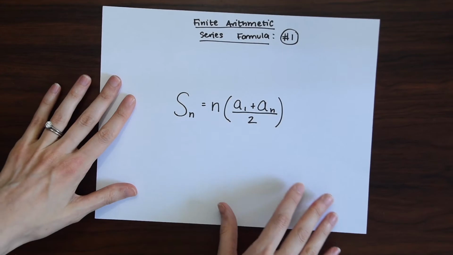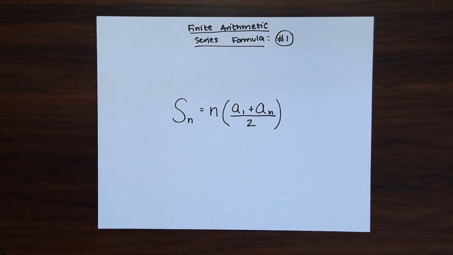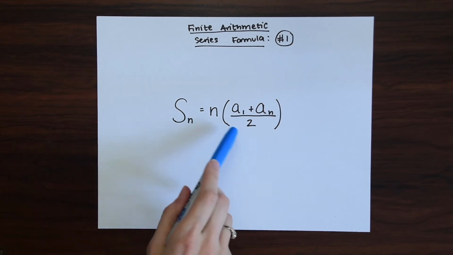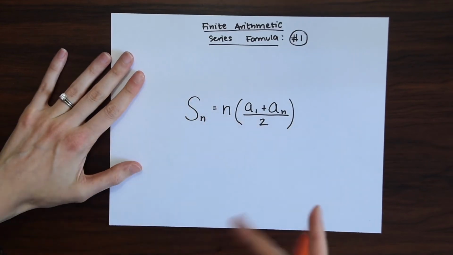So here is the formula for the finite arithmetic series. It says S sub n is equal to n times (a sub 1 plus a sub n) all over 2. So let's just break down what this means. Don't be afraid of this. Each part of this formula means something.